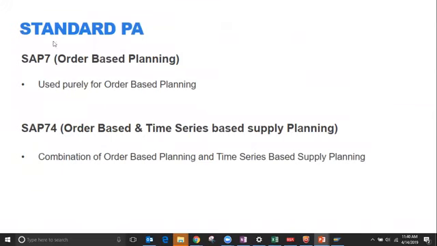Now, as I told you, there are two planning areas for order based. One is the SAP 7. These are the standard planning areas provided by SAP. For SAP 7, you can perform only order based planning, that means all your sales orders. For SAP 74, you can perform both order based and time series based supply planning. So if you are performing your response, the important thing is to create a copy of SAP 74 only, because then in future you can perform your time series based supply planning as well.